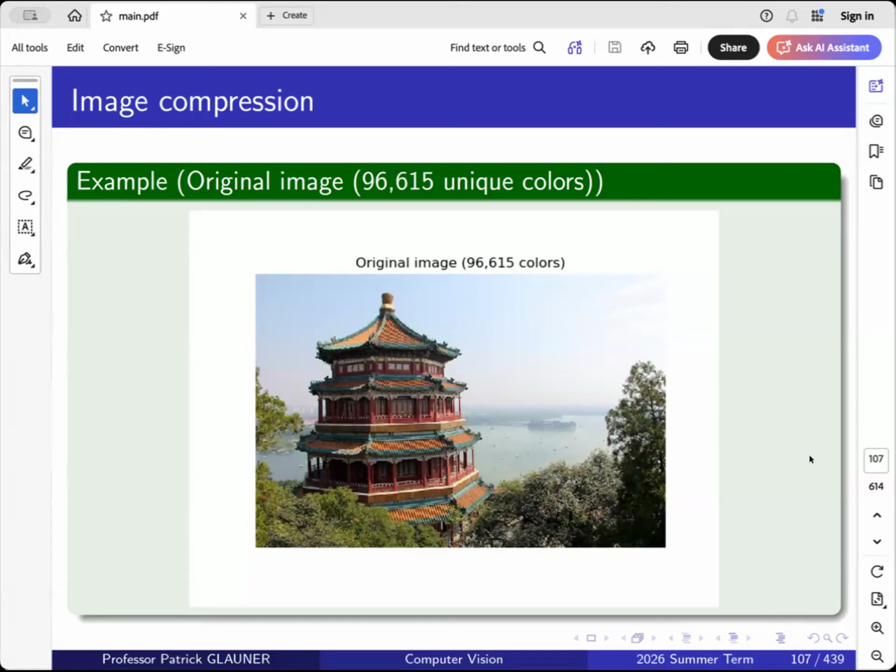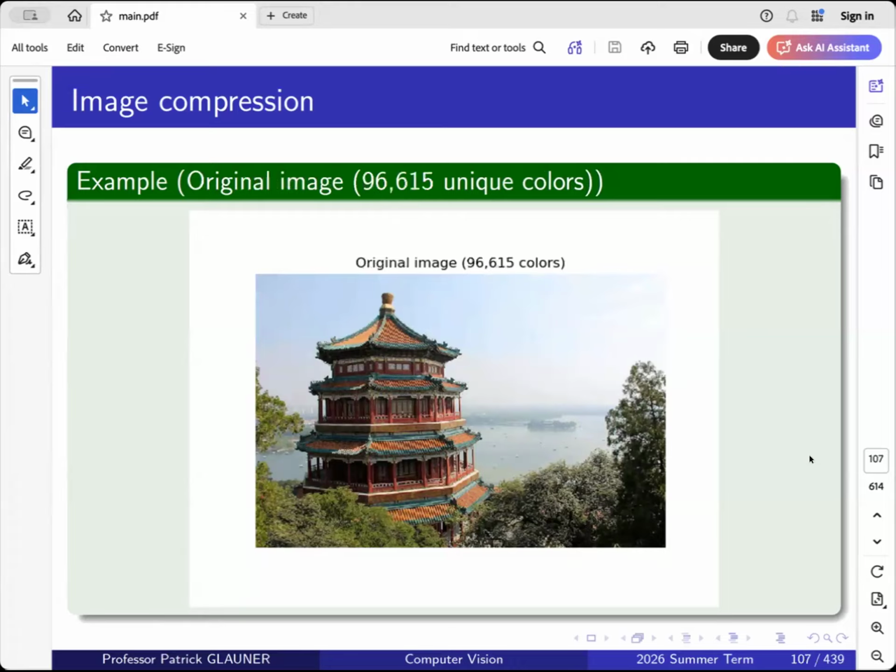Good. But now the question is, how do I find these 1,000 unique colors that keep the overall error low? And for this, I can use k-means. We'll look at the code in a moment. But let's see this. Actually, we had these 96,615 unique colors, and with k-means, I just compressed this to 64. So even not 1,000, just 64. So the color map will shrink a lot. And you see, the error is quite low, right?